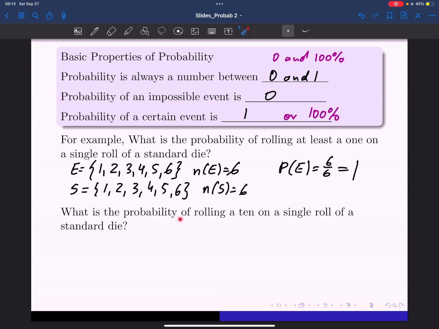Now, what is the probability of rolling a 10 on a single roll of a standard die? There is no 10 on a die. So this is called an impossible event, and in that case the probability of that event would be 0 out of 6 possible outcomes, which is 0. So the probability of an impossible event is always 0, the probability of a certain event is always 1, and probability is always a fraction between 0 and 1.